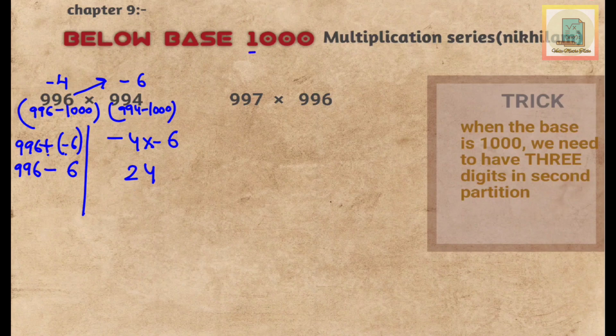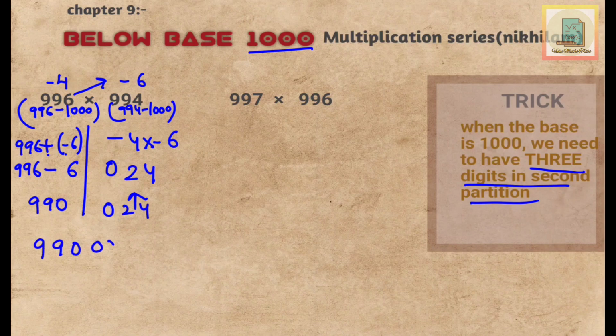Now, since the base is 1000 we need to have 3 digits in this second partition. So here we have only 2 digits. So here we'll add 0. So now the first partition we get 990 and here we got 024. So the final answer is 990024.